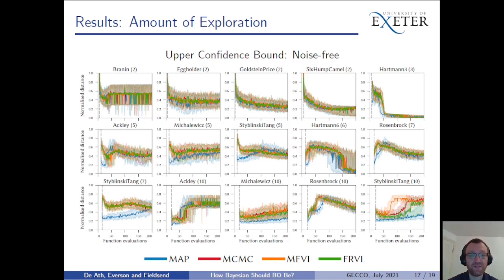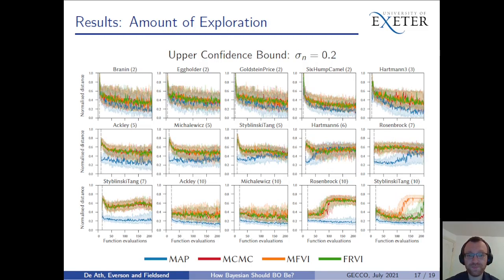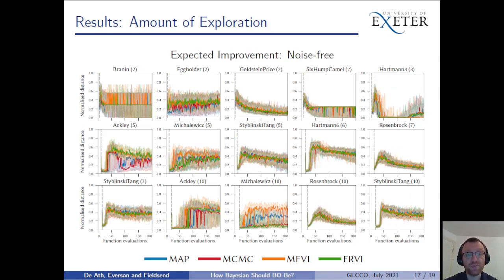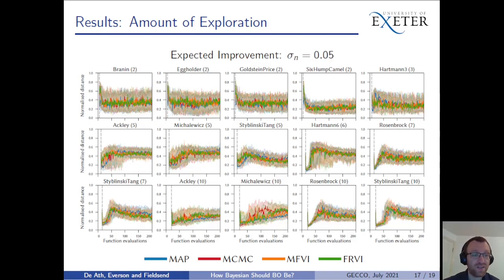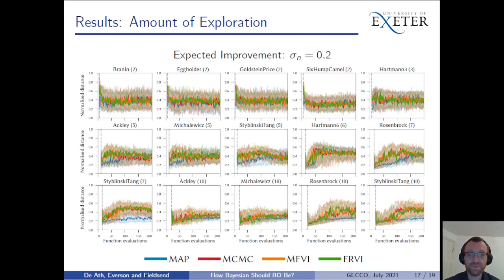As we can see here for UCB, MAP estimates, which are the blue lines, tend to be lower than that of the other colours, indicating that the approximate inference schemes are increasing the amount of exploration. As we increase the noise level, this effect becomes more noticeable. For expected improvement, there is no consistent pattern of MAP always being less exploratory than the approximate inference schemes at the lower noise levels. Although as the noise level increases, the approximate inference schemes sometimes lead EI to be more exploratory, and hence the blue lines start to get a bit lower.